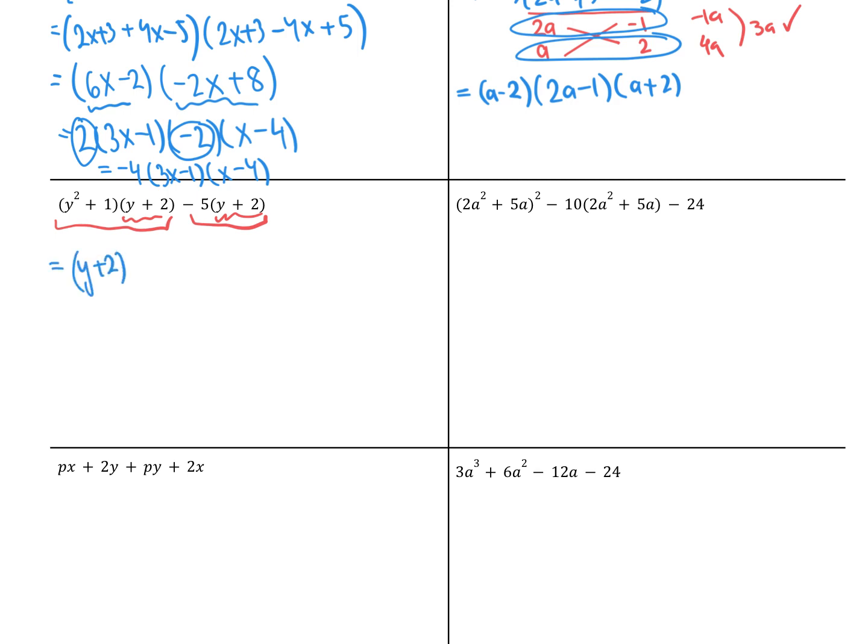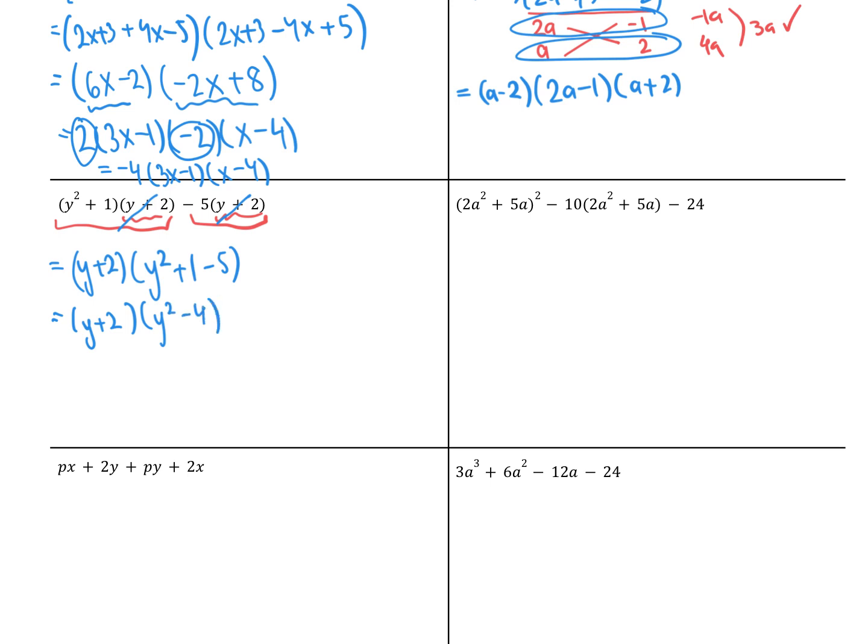When I factor y plus 2 from my first component, it would cancel this out. So we're left with y squared plus 1. And when I factor it out from the second, it would cancel this out, and we'd be left with minus 5. Now I have something to clean up in my second bracket, and we will have y squared minus 4.